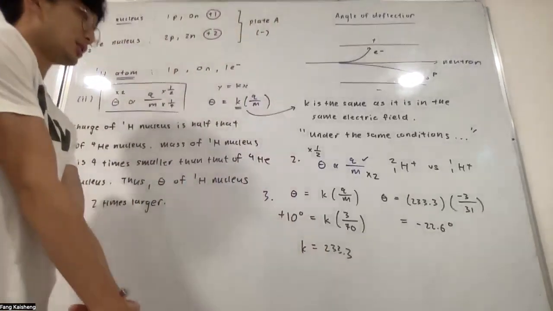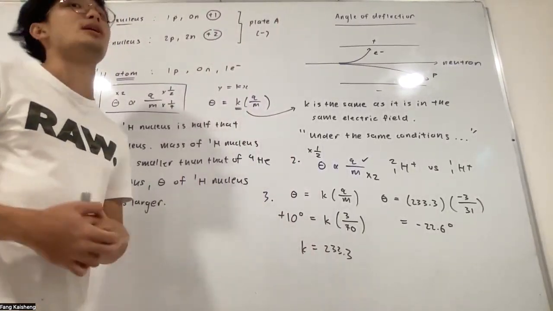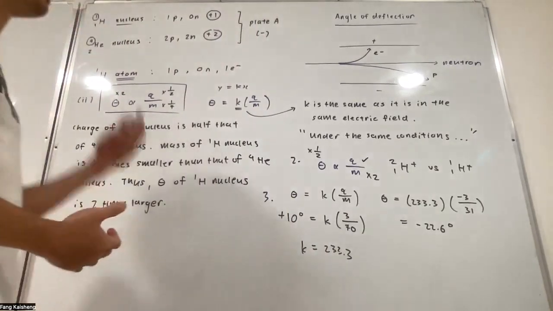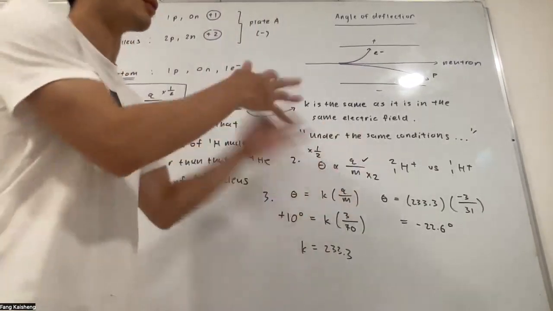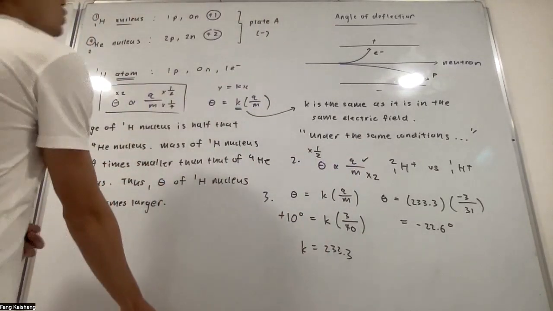Yes, very nice. Okay, good. So we have just conquered the first new concept, angle of deflection. I don't think it's very tough because it's only one expression for you to play around with. Okay, the next thing we're going to discuss today is the structure of an atom.